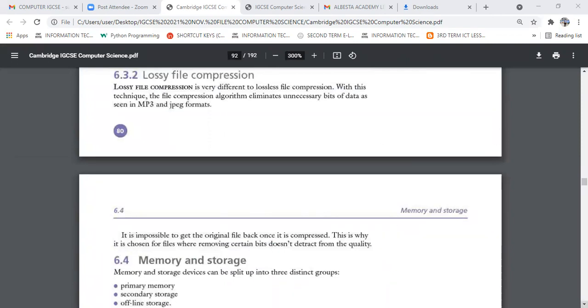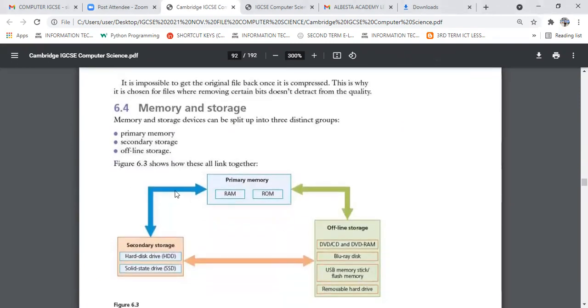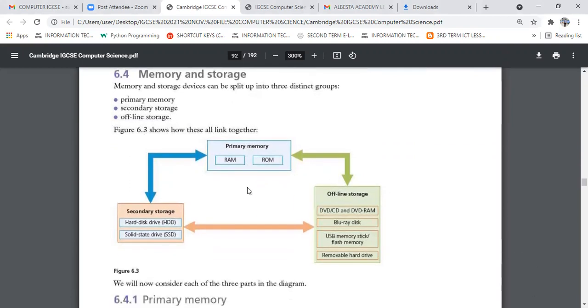Now, memory and storage. Memory and storage devices can be split up into three distinct groups, and they are primary memory, secondary storage, and offline storage.